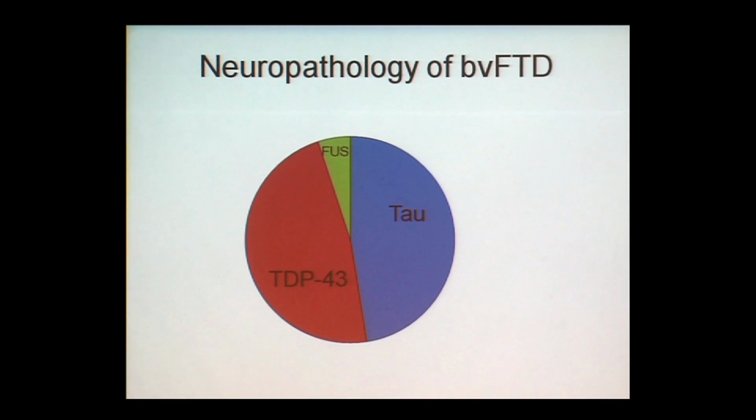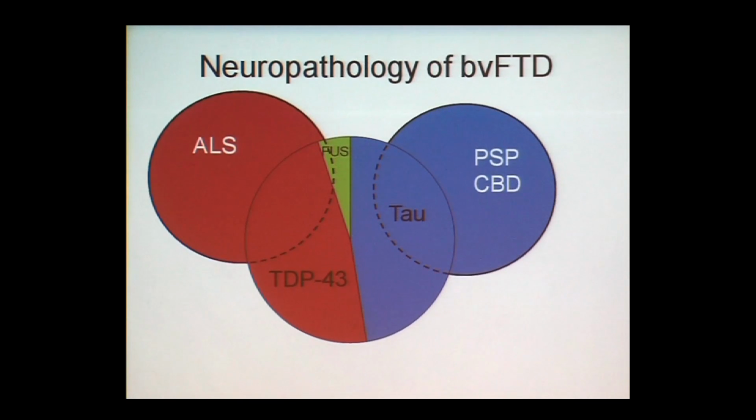And this is what I call my Mickey Mouse pathology diagram, and I hope Dr. Seeley won't cringe too much because he's the head of our brain bank. So the behavioral variant frontotemporal dementia, as I said, about 50% of it has this tau protein in the brain at autopsy, and about 50% has this other protein called TDP-43, and a small percentage has another protein called FUS.